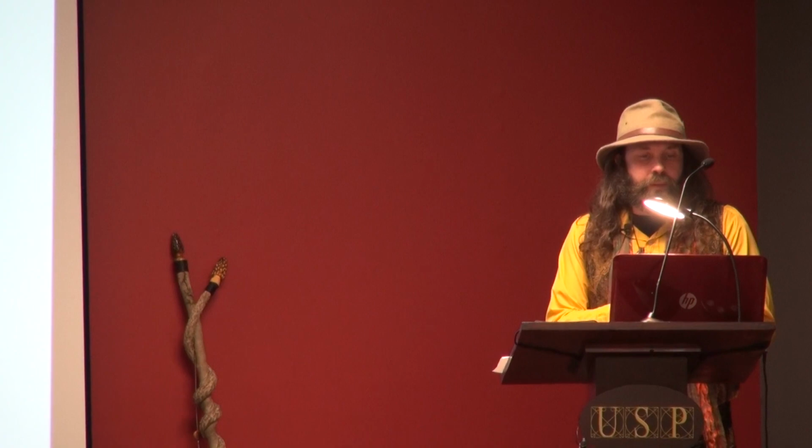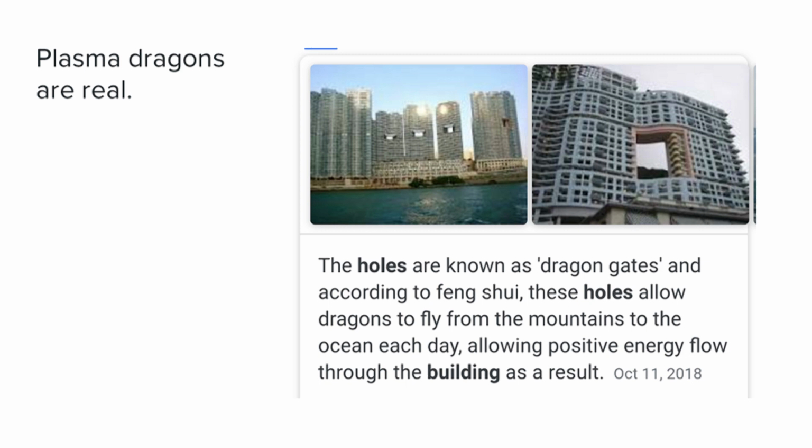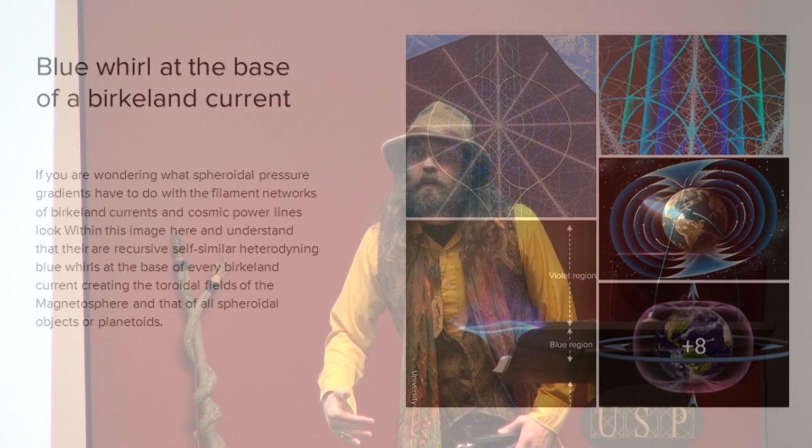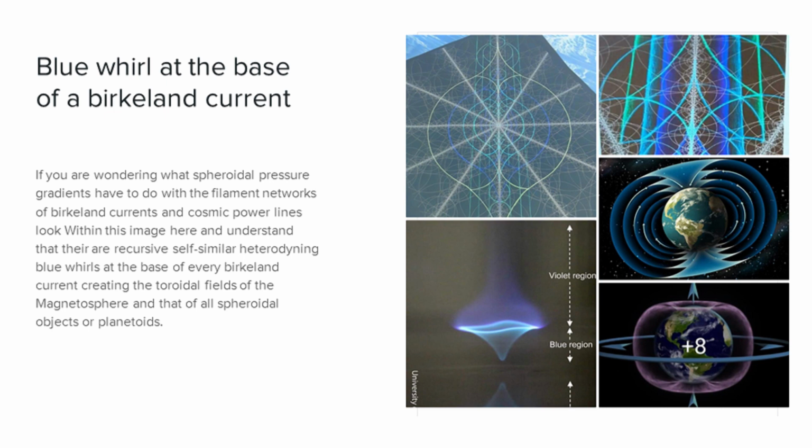So here we have plasma dragons are real. The holes are known as dragon gates, and according to feng shui, these holes allow dragons to fly from the mountains into the ocean each day, allowing positive energy to flow through the building as a result. They literally cut holes in the buildings for the dragons to move through. This energy is real.